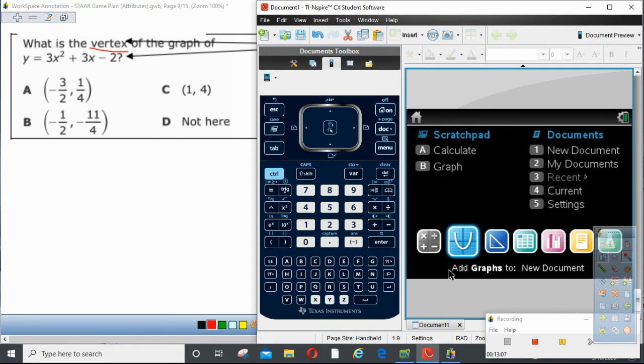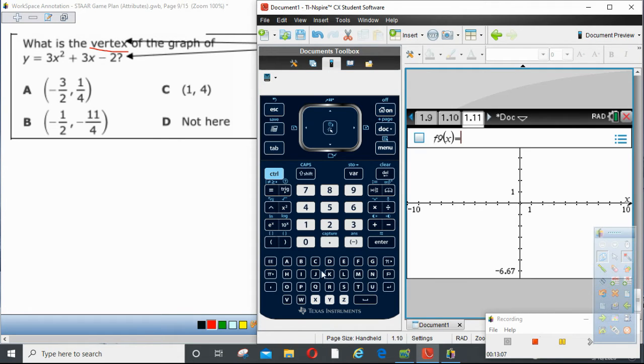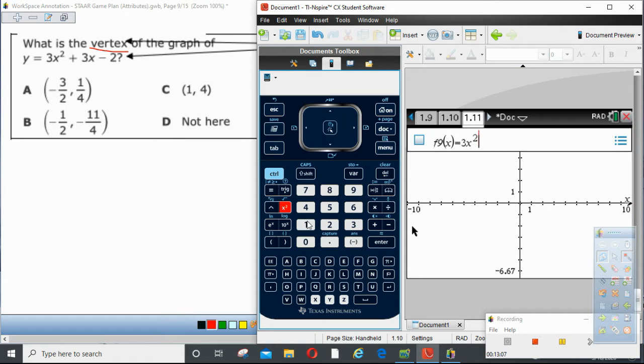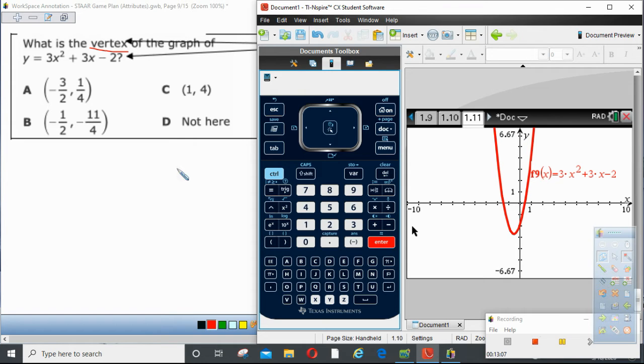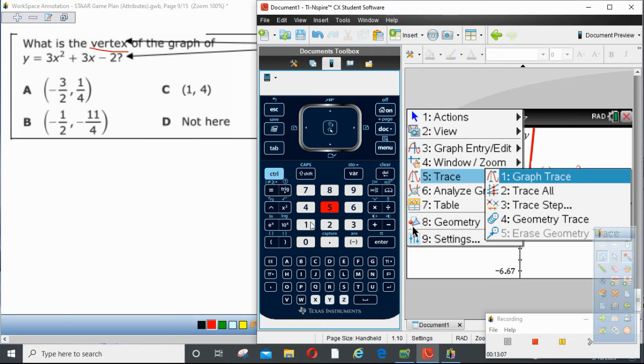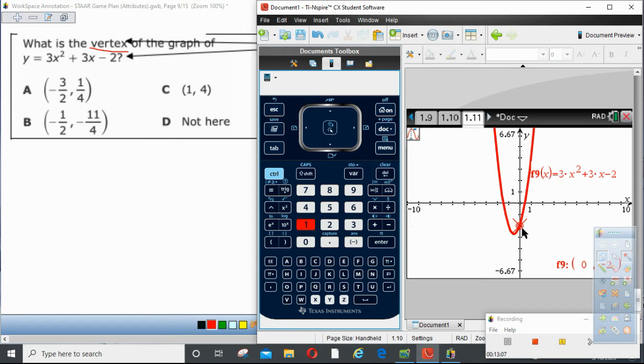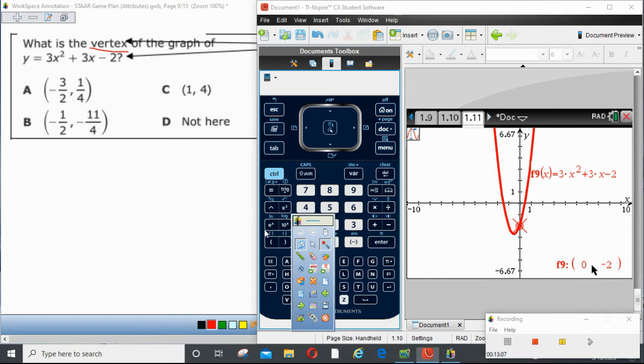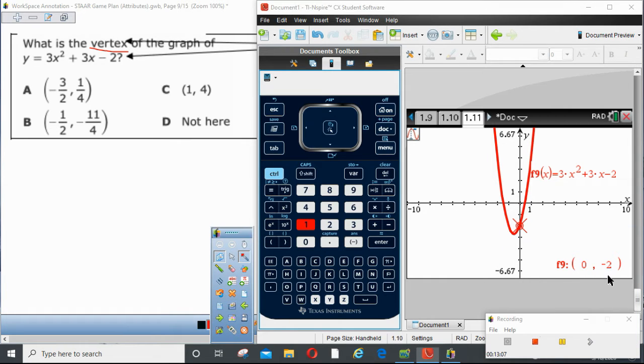So we're going to go to graphs, and we're going to type in, not the y equals, but 3x squared plus 3x minus 2. Hit enter. All right, so now we are going to hit menu 5.1, and we want to take this tracer. So remember, just because you hit menu 5.1, it doesn't magically pop up an answer. Let me move this out of the way again. So this is not an answer.